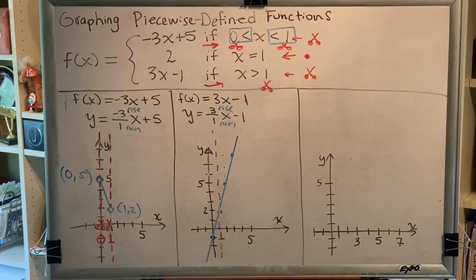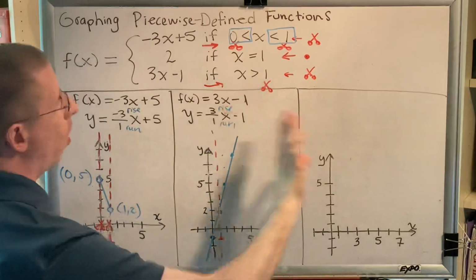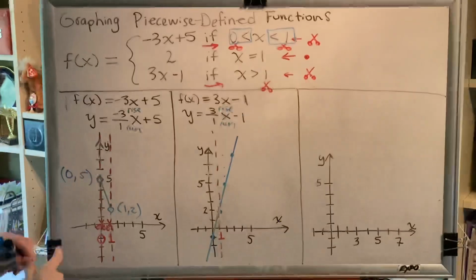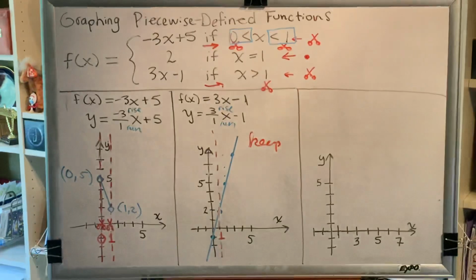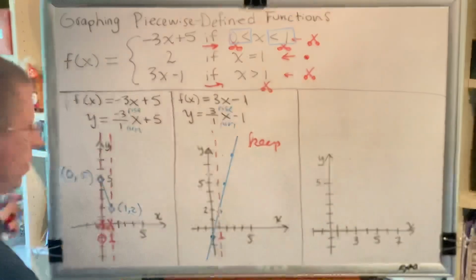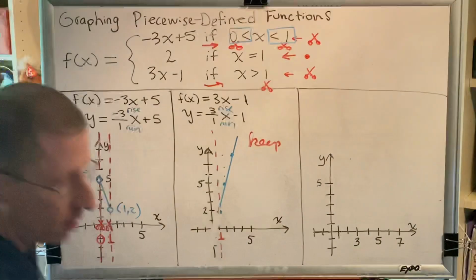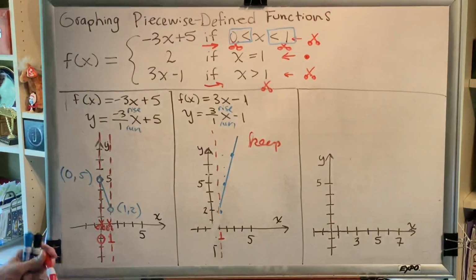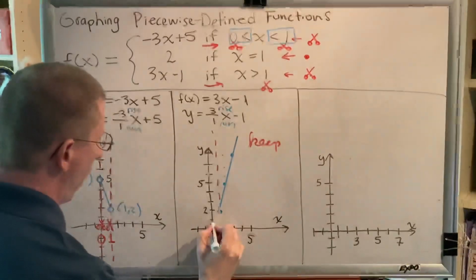Which part do we keep? Well, we keep the part where x is greater than 1. Where is x greater? To the right. So that means that we're going to erase all the parts of the blue line that are left of the red dashed line, because we only want the parts that are to the right, greater than 1.